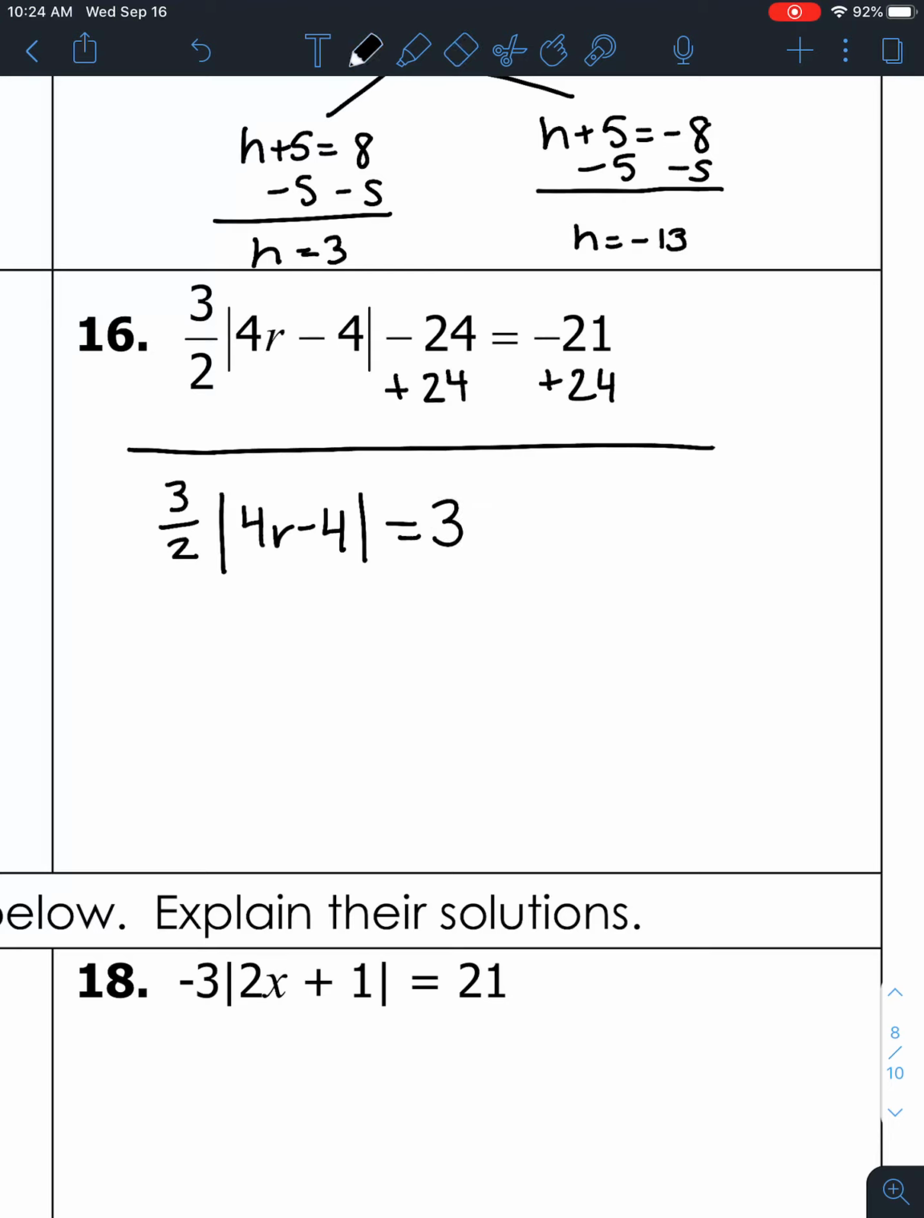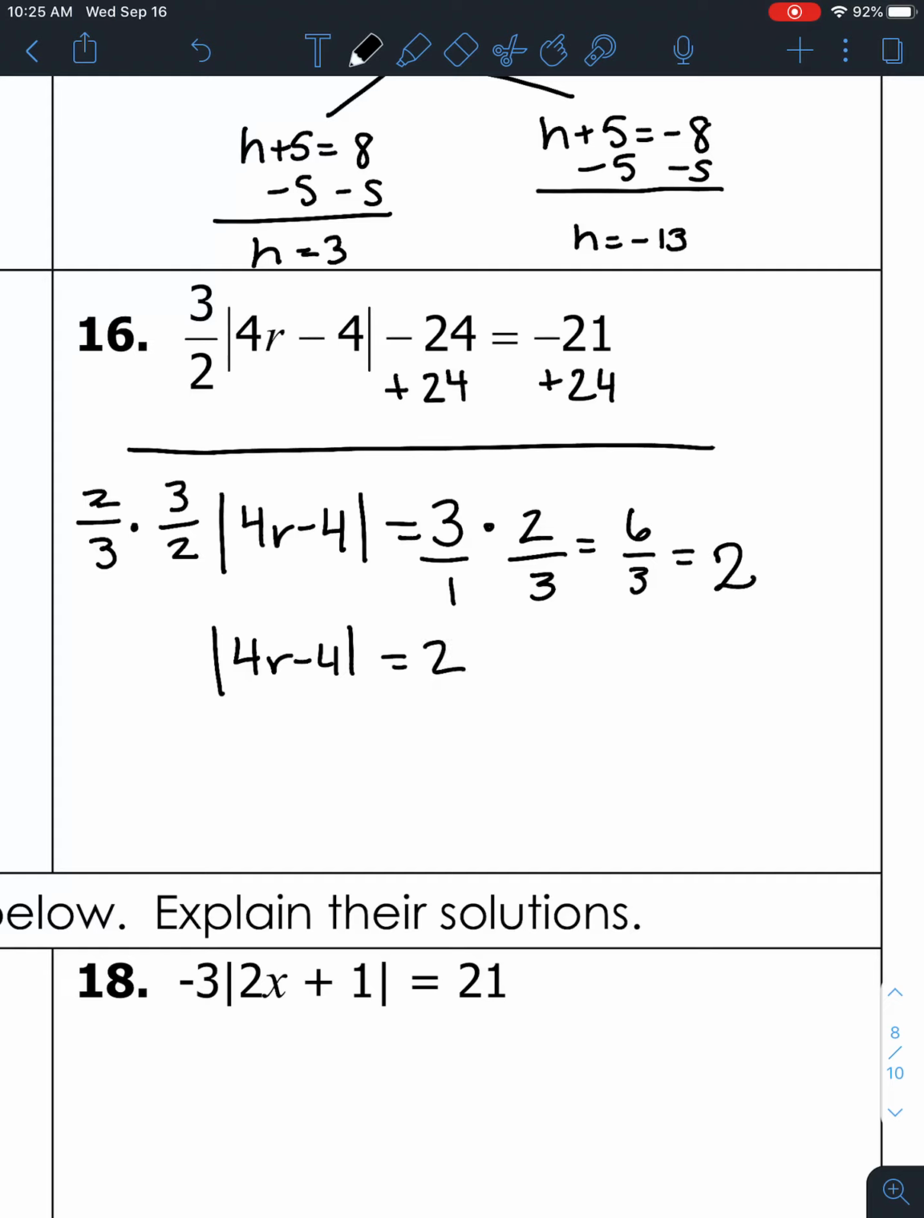Now like we talked about before, you can't divide by a fraction, so we're going to multiply by its reciprocal. We're going to multiply both sides by 2 over 3. And again, if you don't have a calculator, a simple way is to put it over 1 and multiply across. So that'd be 6 over 3, and 6 over 3 is just 2. Now that I have my absolute value isolated, I can make my two equations.